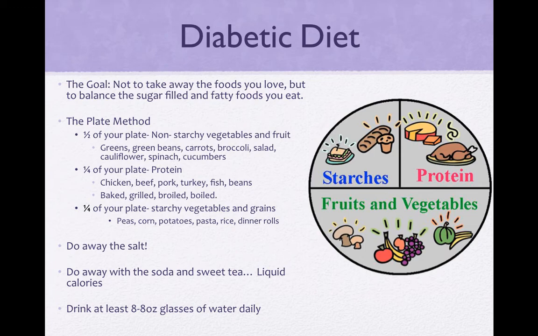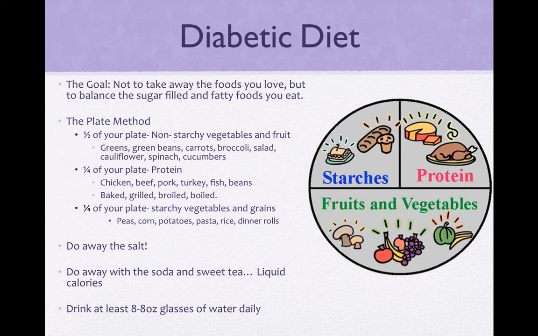A quarter of your plate should consist of protein. Now that would be your chicken, beef, pork, turkey, fish, beans. When you have those proteins, try to have them baked, grilled, broiled, or boiled. That way you don't get extra fat from when you have your fried foods.